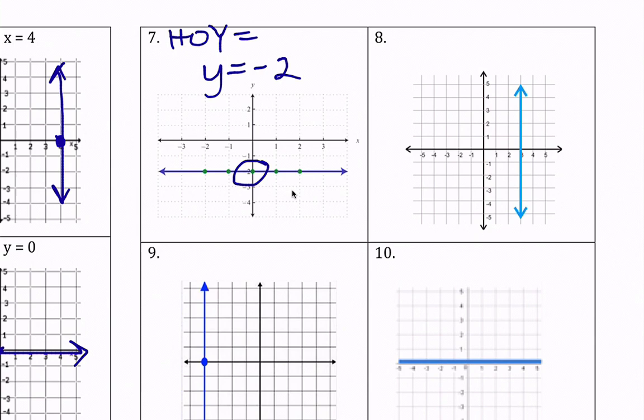On number 8, I see a vertical line, so that's VUX. So I know my equation is going to be an x equals equation. Go look at where it crosses the x-axis. It crosses x at 3.